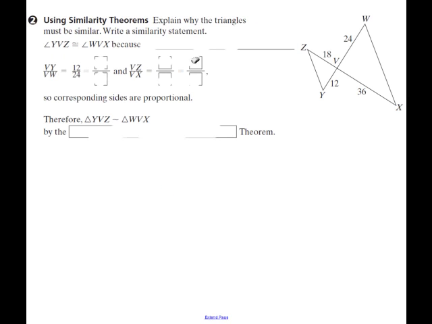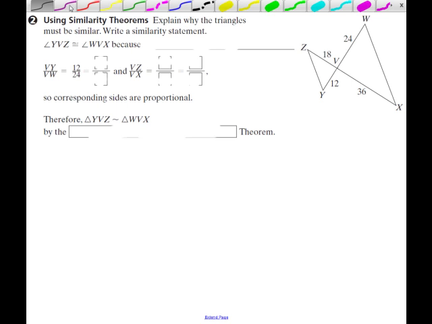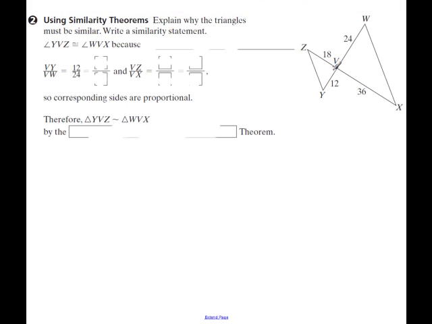Using some more of these theorems, it says explain why the triangles must be similar, and then write a similarity statement. The first thing we should notice over here is that when we have two intersecting lines like this, we can always indicate that the vertical angles are congruent. Right? So we've got congruent vertical angles there. So it says YVZ is congruent to WVX, and we know that. We said those are vertical angles. That's our vertical angle postulate or theorem, if you will.